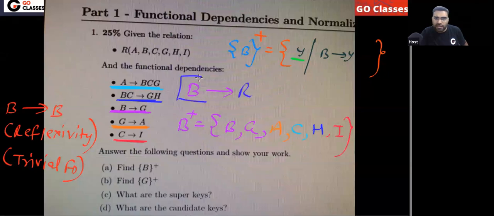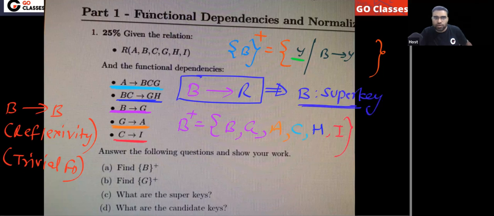Okay, if B can determine the entire R, so what is B? B is a super key. Yes or no? B can determine the entire R, so B is a super key.